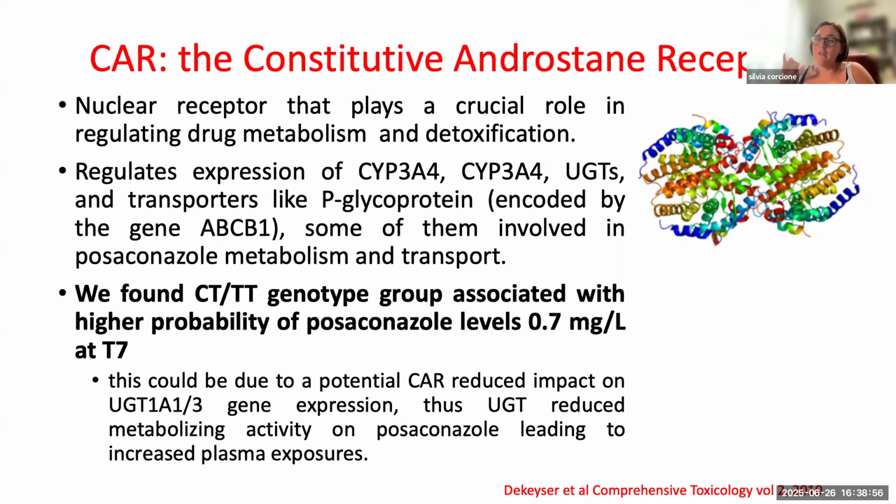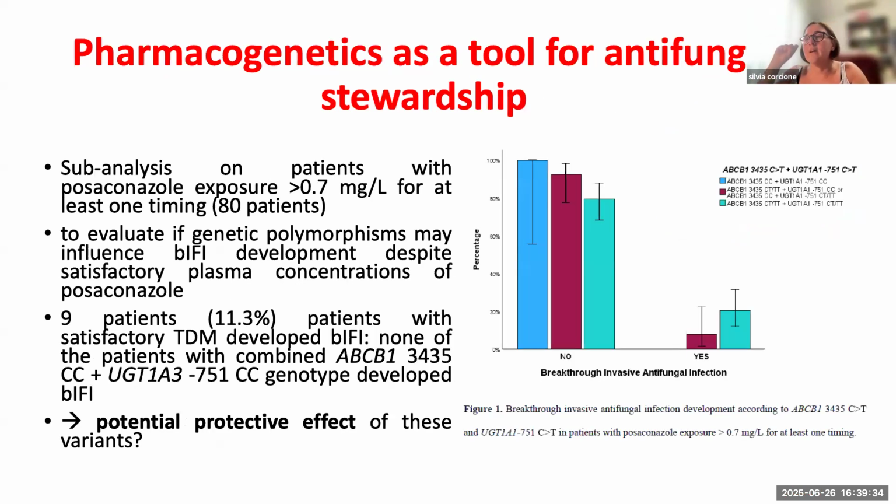So what we found is that if you have one allelic mutation for this genotype of the CAR, which mediates the expression of cytochrome 3A4, patients have a higher probability of getting lower levels of posaconazole. This is quite interesting because we can create a kind of pharmacogenetic profile of a patient who may be at higher risk of developing lower concentrations of posaconazole, and so may be at higher risk of developing breakthrough invasive fungal infection.